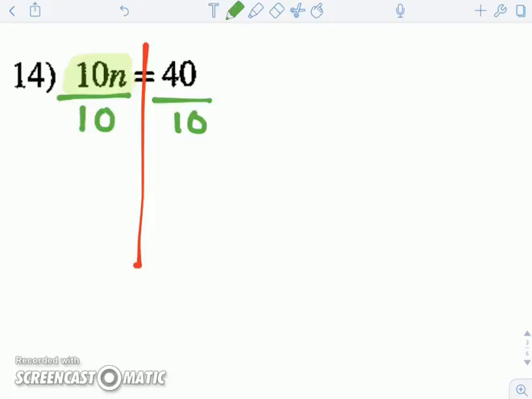10 divided by 10 leaves me with 1n, and 40 divided by 10 leaves me with 4. I don't really need that 1n because if I'm writing that there's an n, I know it has to be 1.